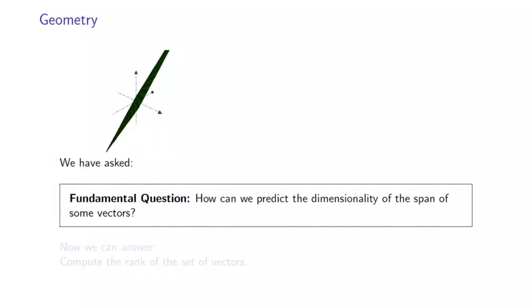Now, earlier we asked a fundamental question. How can you predict the dimensionality of the span of some vectors? So now we can answer that question. We just compute the rank of those vectors, and that gives you the dimension.